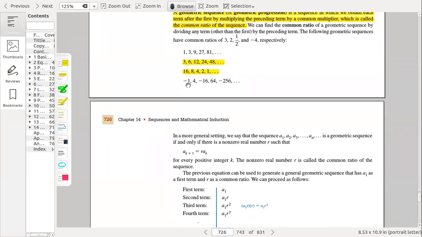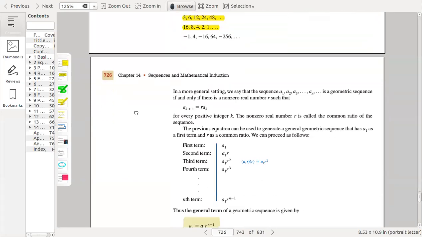Similarly, in the fourth sequence, -1, 4, -16, 64, and so on, -256. Multiply the first term by -4, you get 4. Multiply the second term by -4, you get -16. Multiply the third term by -4, you get 64, and so on. In this way, we get a common ratio and construct what is called a geometric sequence.